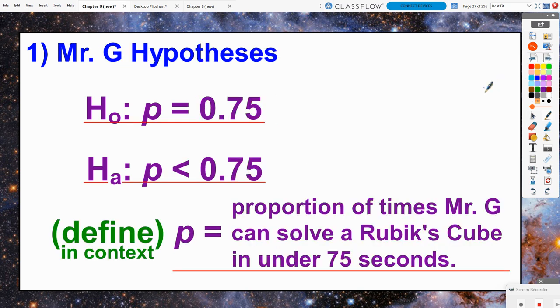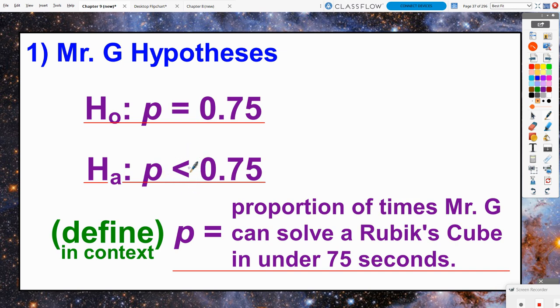So for our Mr. G problem, and again, we talked about these hypotheses in the last video, the null hypothesis is we're going to go with Mr. G's initial claim that it really is 75%. But we said we feel like that's probably not true. We probably feel like it's less than 75% of the time. So we're going to go with less than here.